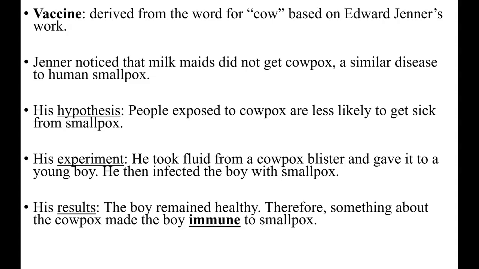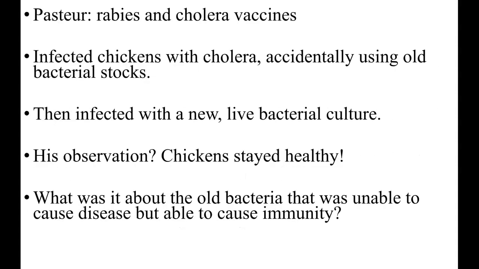So he did an experiment, a very unethical experiment, at least in today's standard. And what he did was he took fluid from a cowpox blister and gave it to a small boy. Then he infected the boy with smallpox. Now, smallpox was fatal. And fortunately for Jenner, the boy remained healthy. So there was something about that cowpox that allowed him to be immune to that smallpox. Hence, immunology was born and vaccinations were born as well.